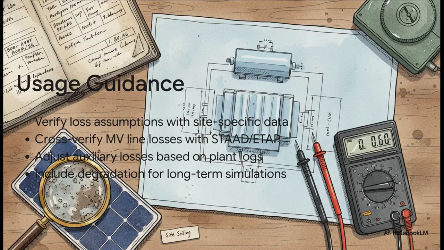This is exactly why standard practice guidelines remind us not to just blindly use default software numbers forever. The best models out there ground truth these recommendations. That means verifying your assumptions using site-specific soiling studies and actual O&M records. You need to cross-verify those 1.0% transformer losses using real electrical design calculations in software like STAT or ETAP. Adjust your auxiliary loss assumptions based on actual plant operation logs from similar sites. And crucially, please don't forget this. Always remember to turn on that 0.5% degradation parameter in PVsyst for long-term simulations.